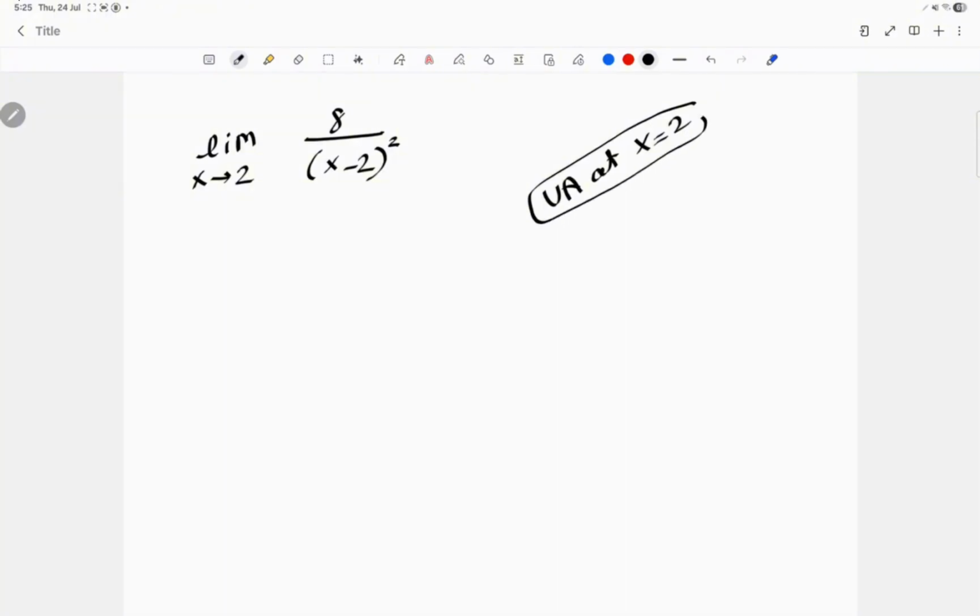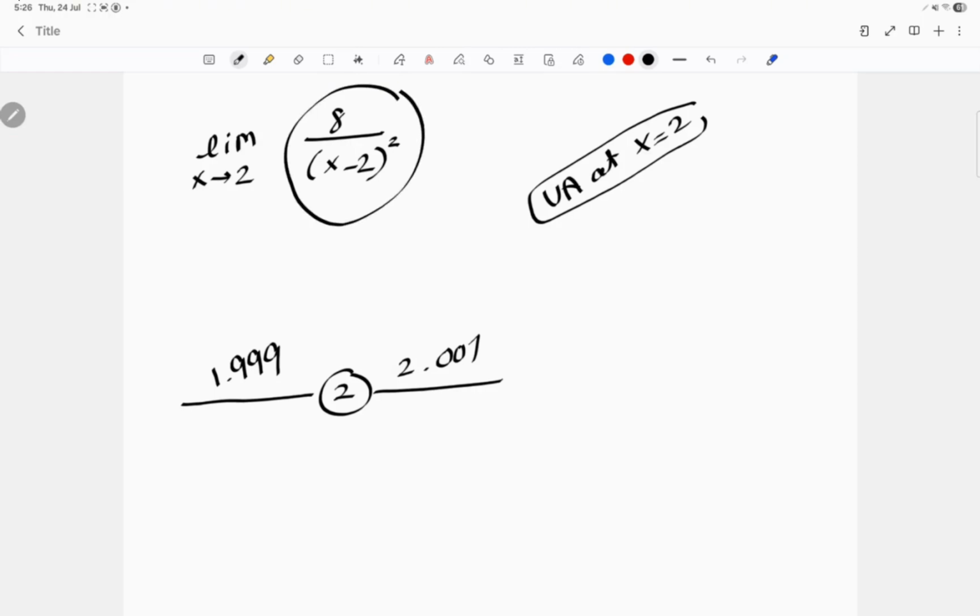Now let's move on to our limit. Think of a number on the left of 2 that's very close to 2: 1.999. On the right, 2.001. If you were to plug in those numbers in this equation, you will get the same answer, by the way. Both of them will give you a big positive number, which is infinity. So now you have a choice to either say the answer is infinity or to say it does not exist, because infinity is not a real number. It's your choice.